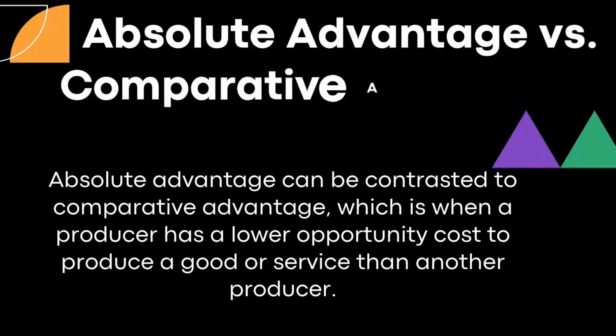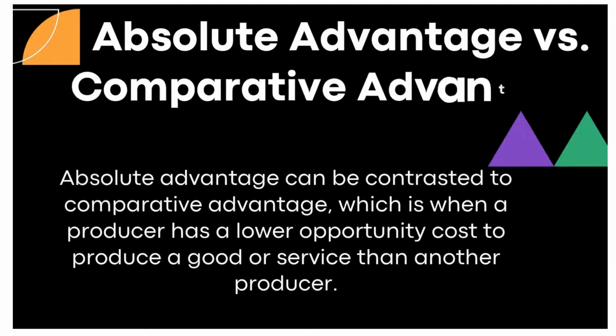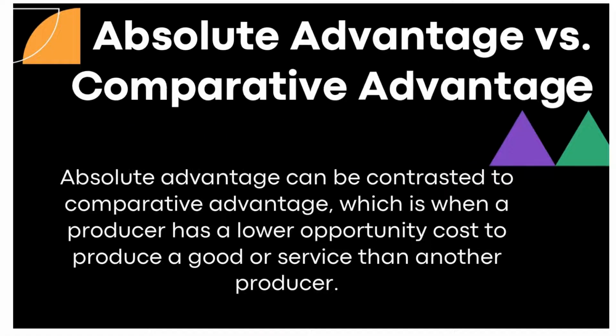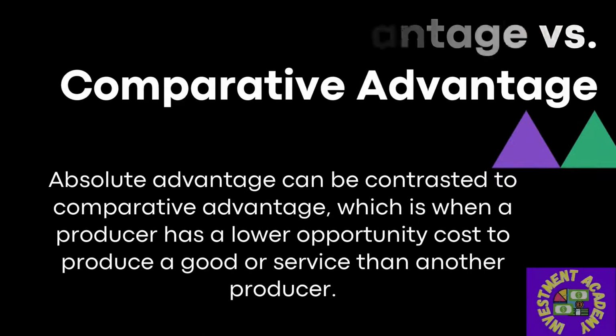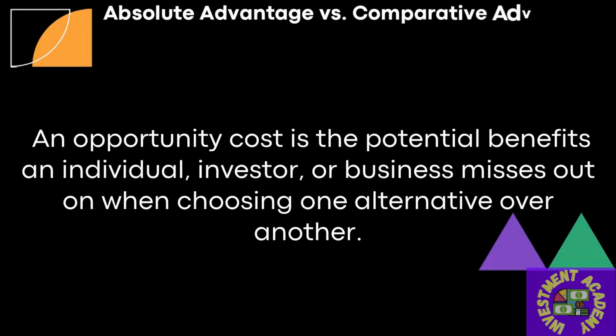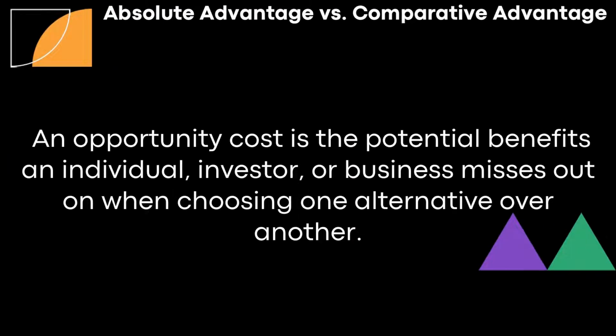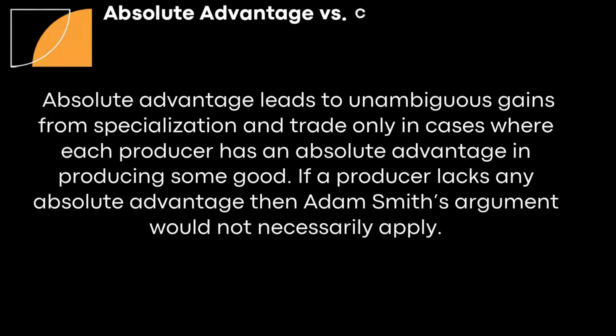Absolute advantage versus comparative advantage. Absolute advantage can be contrasted to comparative advantage, which is when a producer has a lower opportunity cost to produce a good or service than another producer. An opportunity cost is the potential benefits an individual, investor, or business misses out on when choosing one alternative over another.